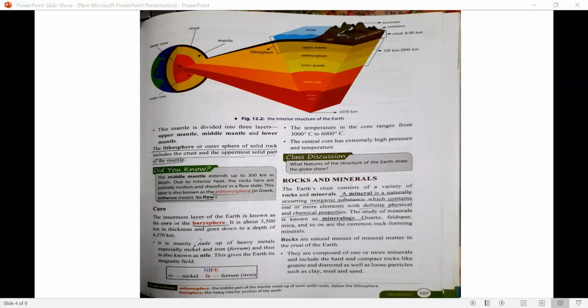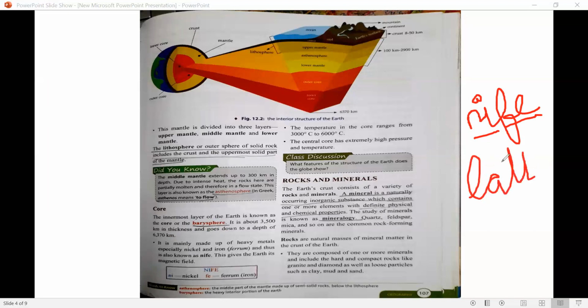It is made up of heavy metals, which are nickel and iron. Iron in the Latin word is known as ferrum. That is why we have taken Ni and Fe. We are not talking about the knives we use in vegetable cutting, we are talking about this. So Ni means nickel, and Fe means ferrum. Please remember that ferrum is the Latin word, and it means iron. Iron is an element, and nickel is also an element.